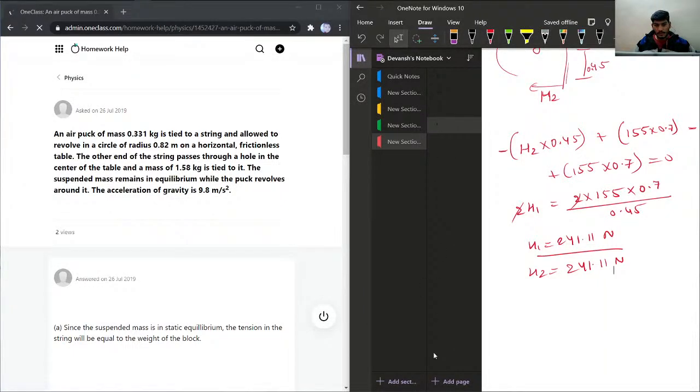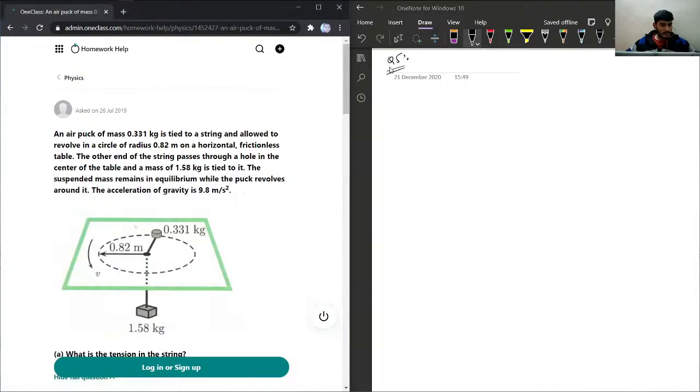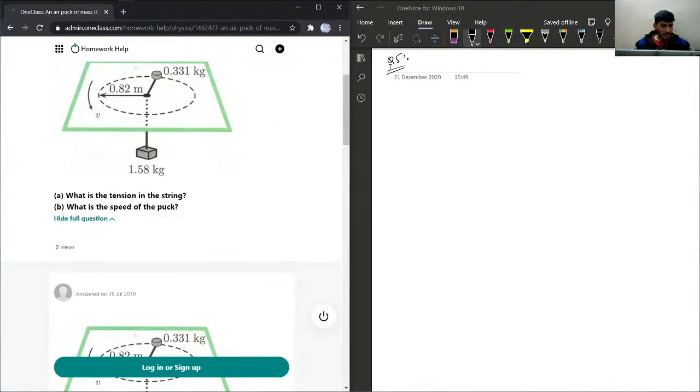One, two, three, four. This will be question number 5. Okay, so an air plug of mass 0.331 kg, which is this one, is tied to a string and allowed to revolve in a circle of radius 0.82 meters on a horizontal frictionless table. So friction is 0. The other end of the string passes through a hole in the center of the table and a mass of 1.58 kg is tied to it. The suspended mass remains in equilibrium while the plug revolves around it. The acceleration of gravity is 9.8 meter per second square. We need to find the tension in this string and the speed of the plug.